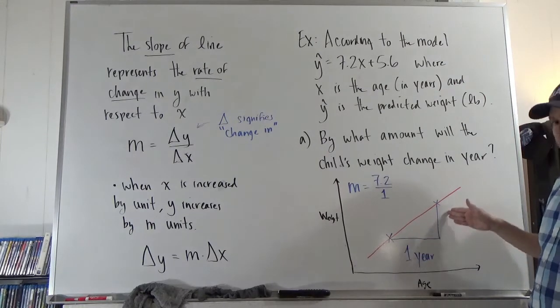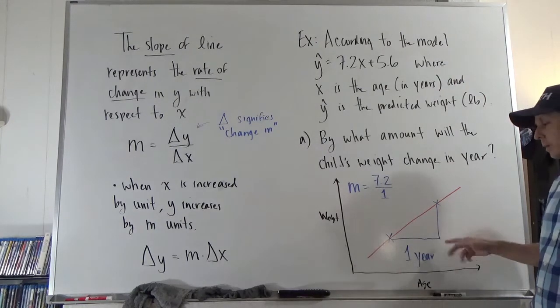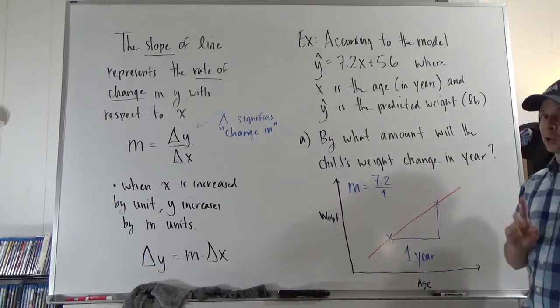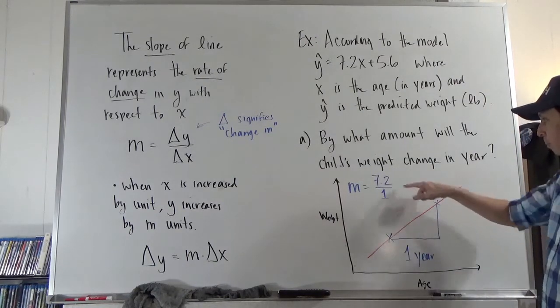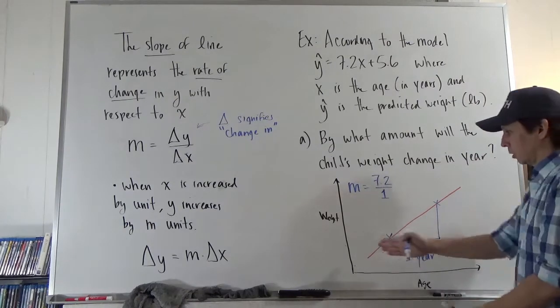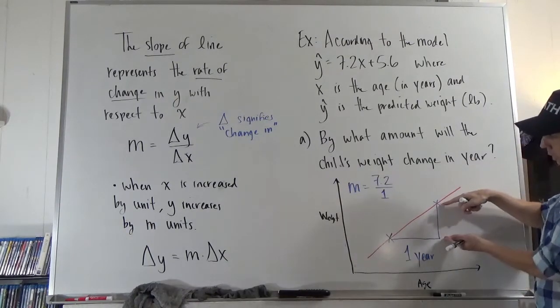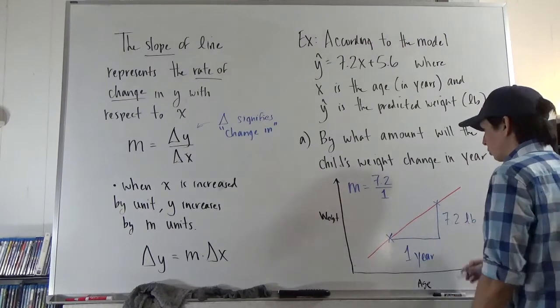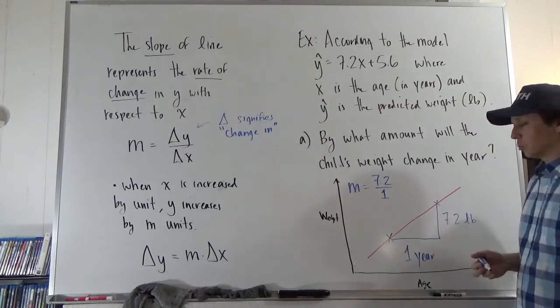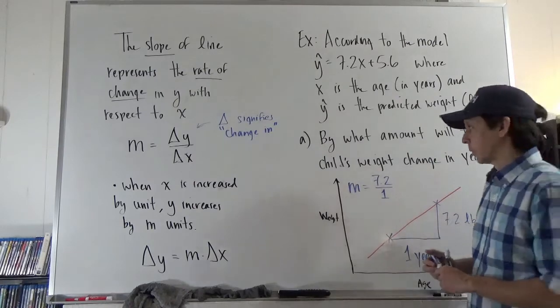Run is going left to right. Rise is going up or down. In the case of negative slope, it's going down, but here I kept it positive for now. You will be dealing with negative slopes later. Anyway, 1 year later, it's going up by 7.2 pounds. This is weight. That's a change in weight of rise for run, 7.2 pounds. So the answer here is just 7.2 pounds per 1 year.